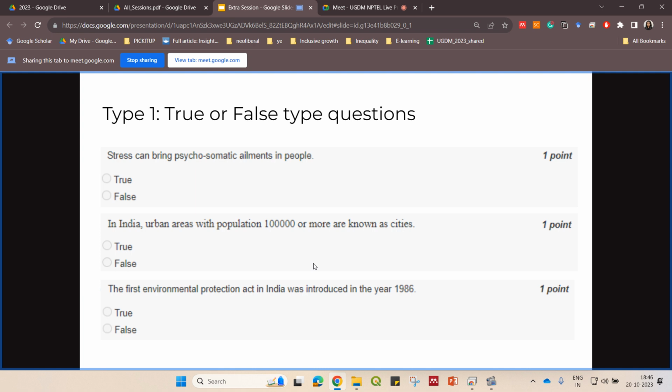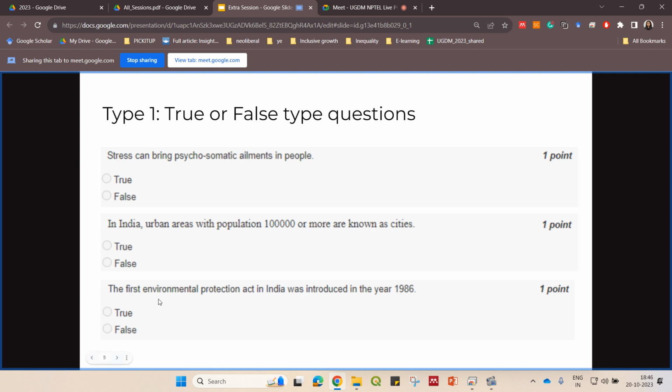So a similar question might come, which might be only a true or false question, but it might have several components which you need to focus on while answering the question. So this is another example. Then is another example. So first Environmental Protection Act in India was introduced in the year 1986.